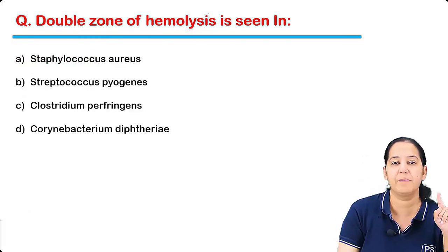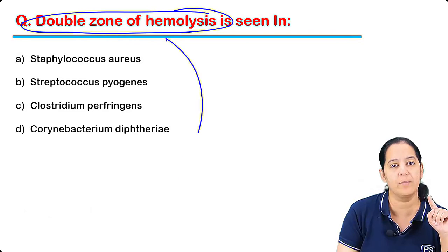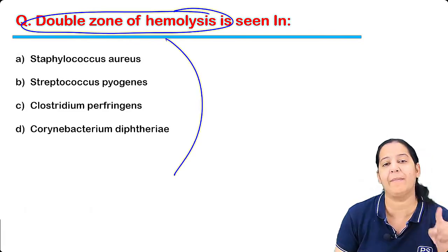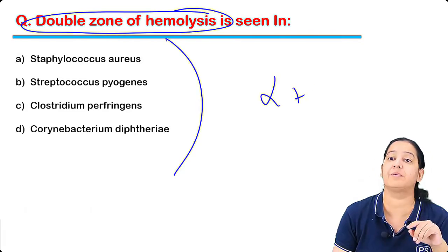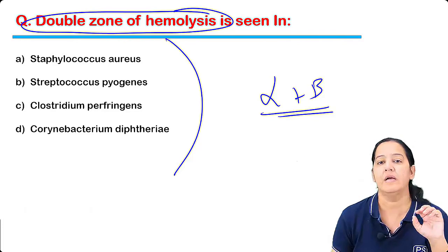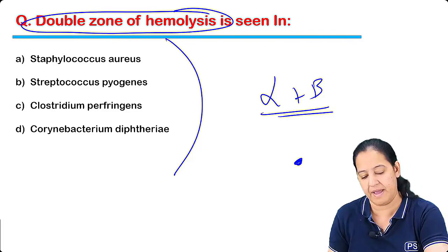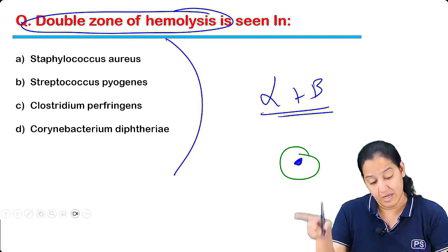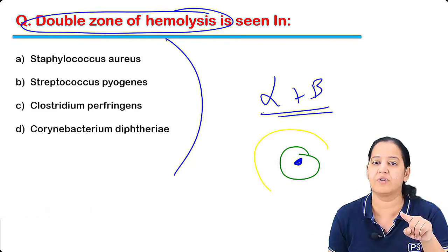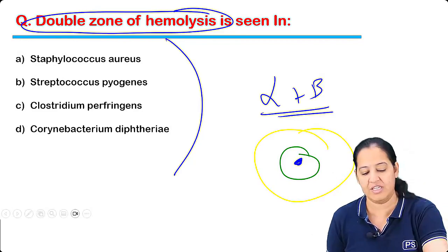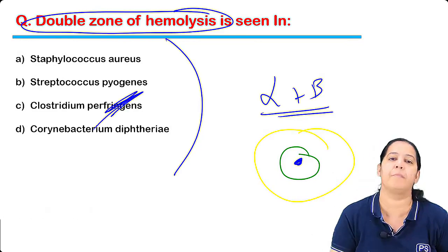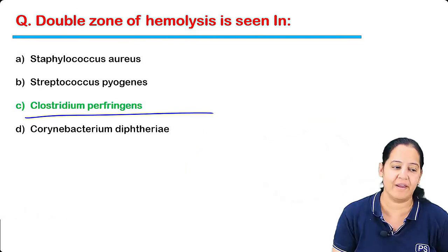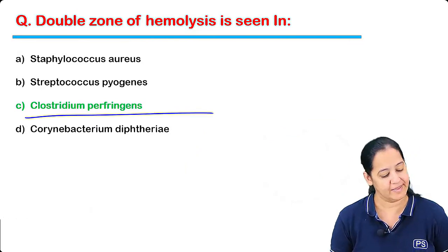The next is double zone hemolysis. Ekmatra bacteria, the only bacteria which show double zone, alpha plus beta, both hemolysis in the same colony. So same colony, first surrounded by alpha, the greenish discoloration, then surrounded by beta, the translucent discoloration. So this is known as target hemolysis. It is seen only in one bacteria, Perfringens. So you all are very correct. I'm very happy. The correct answer is C.